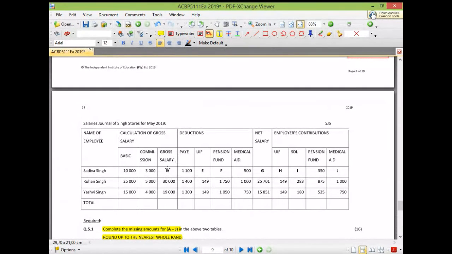Okay, so gross salary, what would D be? How is the gross salary calculated again? Okay, so the class says we take the basic salary, which is the 10,000 plus the commission of 3,000. So the gross salary is 13,000 Rand.